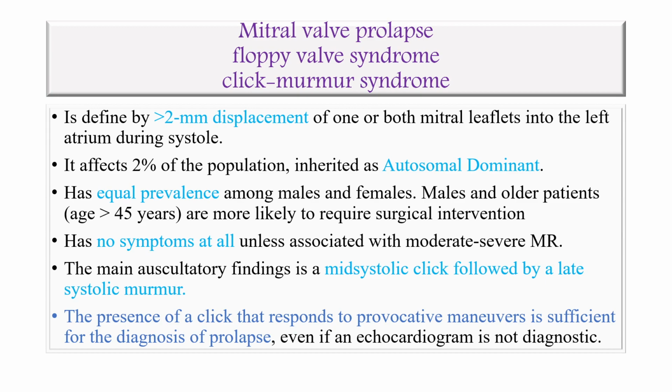So what is mitral valve prolapse exactly? It has many names: mitral valve prolapse, floppy valve syndrome, or click murmur syndrome. It is defined as a more than 2 millimeter displacement of one or both mitral leaflets into the left atrial cavity during systole. It is inherited as an autosomal dominant and has an equal prevalence between males and females. Two important notes that you should know about.